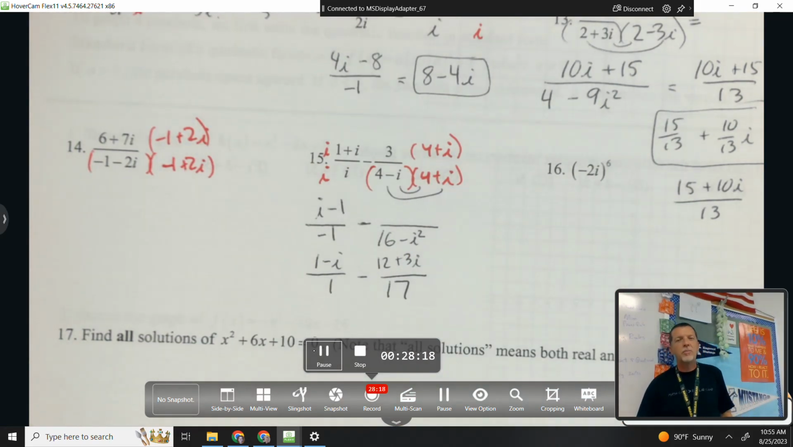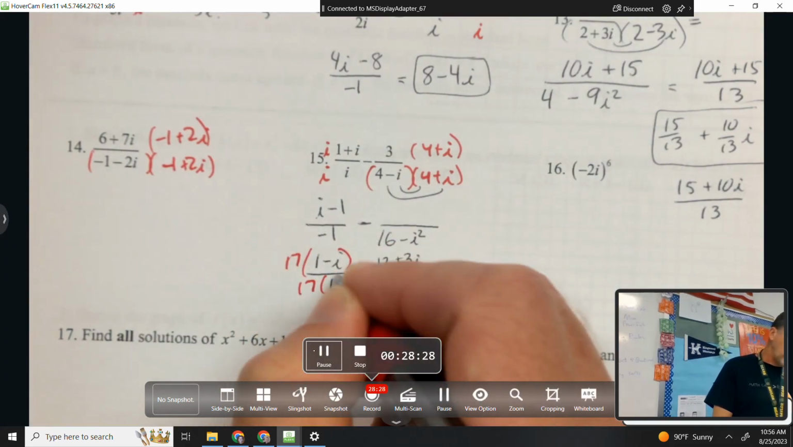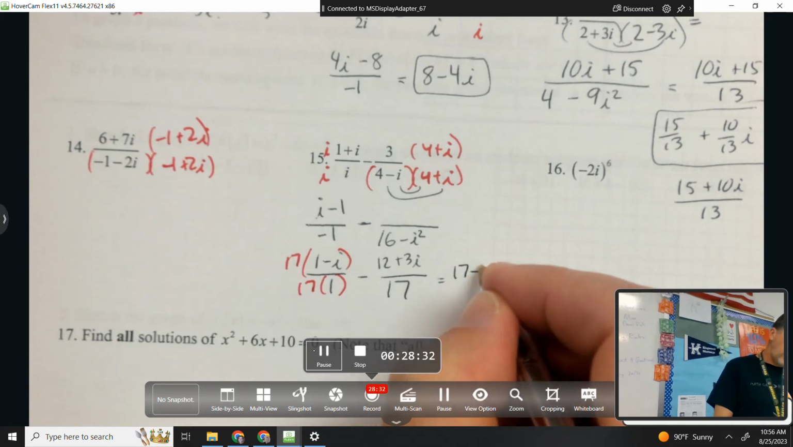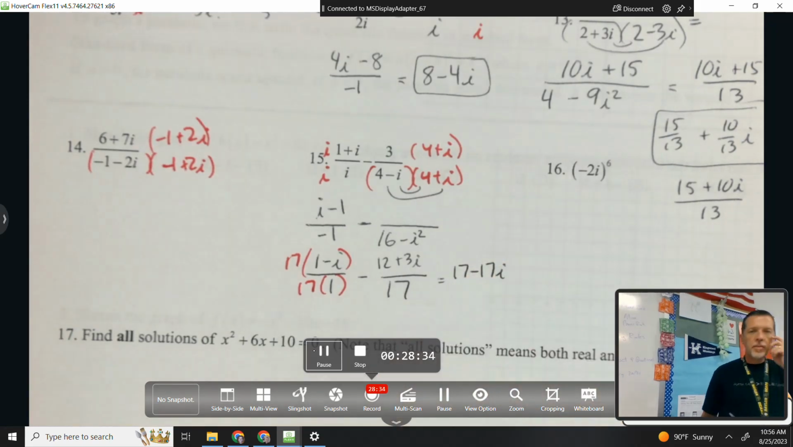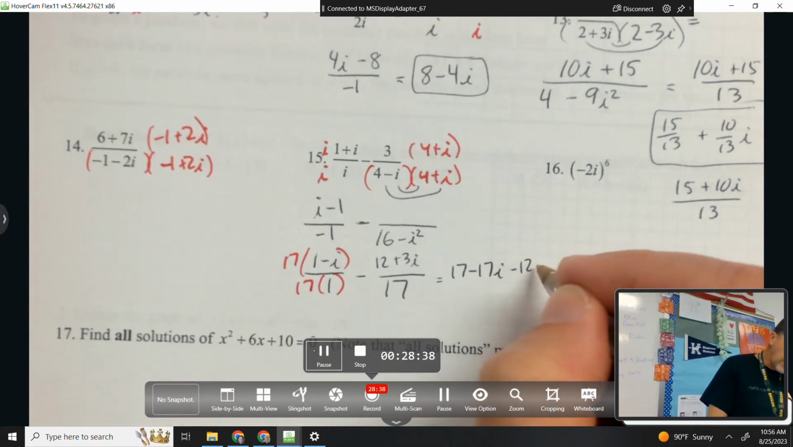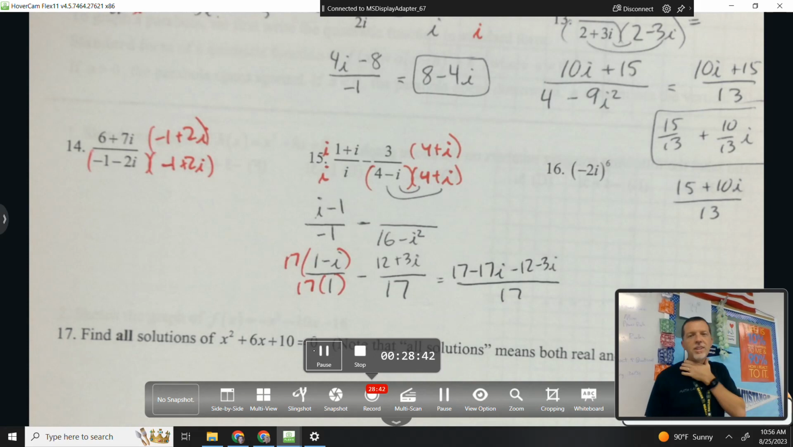Okay, still not done. All I've done so far is fix the left fraction, fix the right fraction. Now I need a common denominator, but at least it's an easier common denominator to do. 17 minus 17i. Careful with this minus sign, make sure it goes to everybody. Minus 12 minus 3i all over 17.